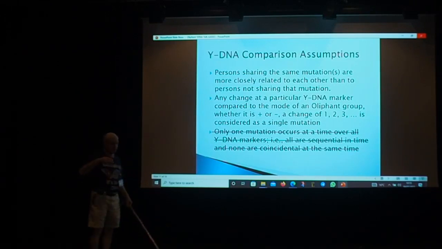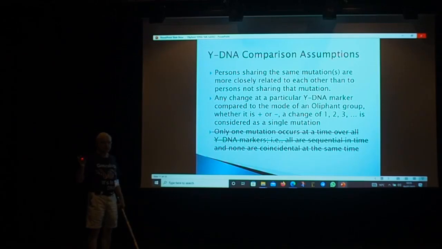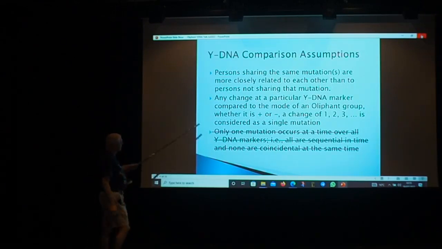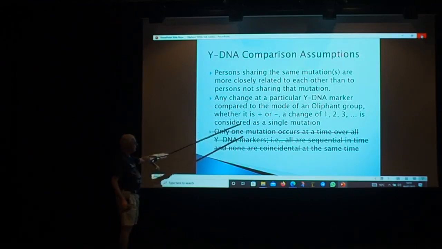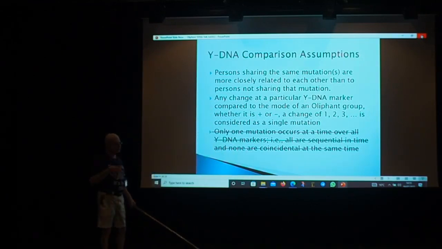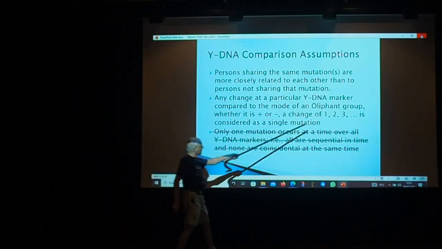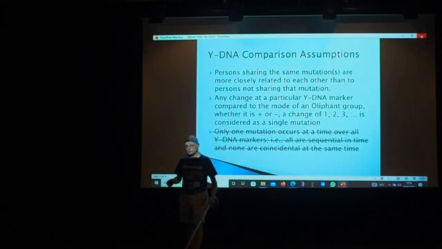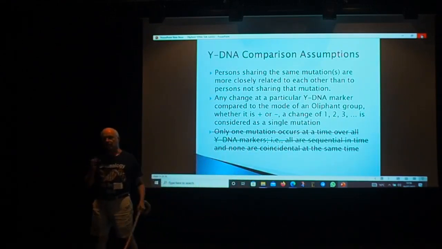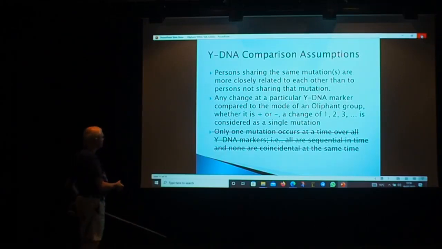So if two people differ from the mode by one, and they're at a different location, then those people are less related to each other than people who share the same mutation. When I did this, I said that any change, whether it's by one or two or three, plus or minus, is a genetic distance of one. But that's not the way I learned since then. If you are off by two, then that's a genetic distance of two, not of one. But as it turns out, just about all of our stuff is at a genetic distance of one, so it really doesn't matter.